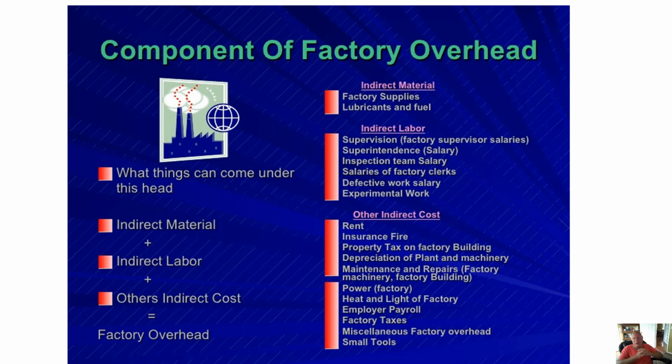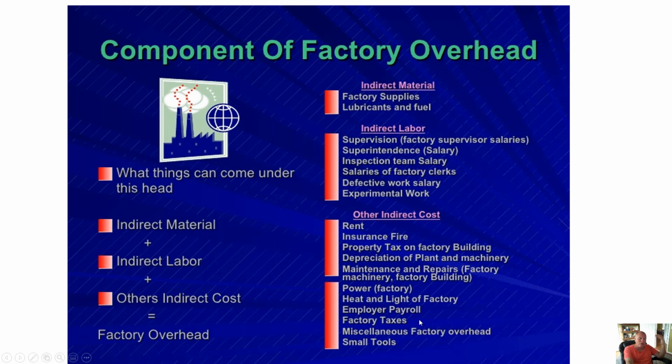So when we look at what goes into factory overhead, it's indirect material, indirect labor, others. What are things that are in there? Factory supplies, lubricants and fuel, supervision of workers, experimental work, salaries of factory clerks. The big one, though, is right here. Rent, insurance, property tax on the building, maintenance and repairs of the machinery, power, heat and light, employee pay. These we've already talked about. That goes into the fixed fringe. Factory taxes, that could be property taxes, other taxes. So this is the other.